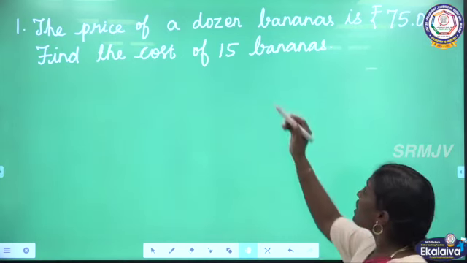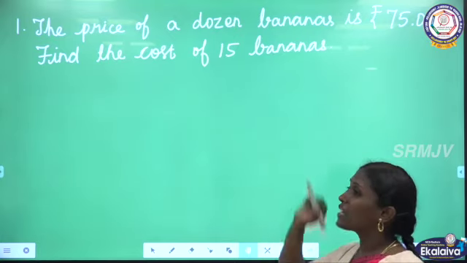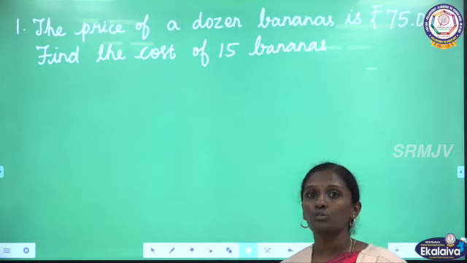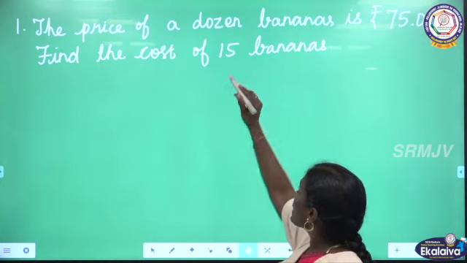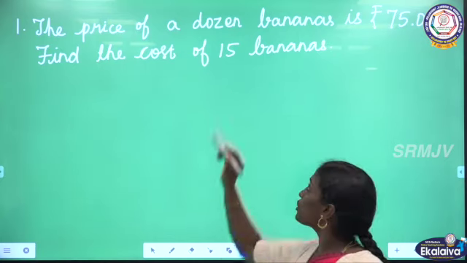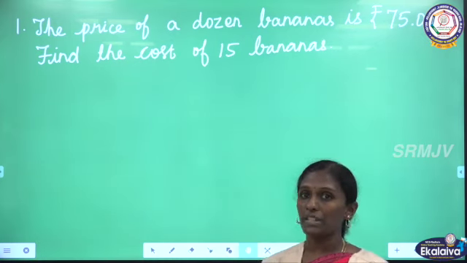See the question. Cost of many bananas. A dozen bananas is given. From that we are going to find the cost of 15 bananas. Many to many, we have to use unitary method. First, from many we are going to find the cost of 1. After that we are going to find the cost of many. We are going to use unitary method.